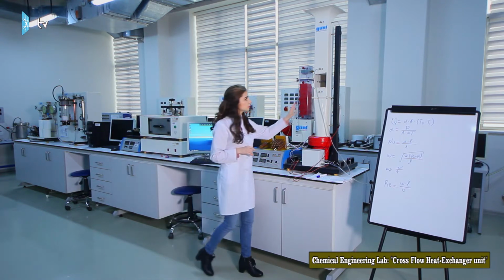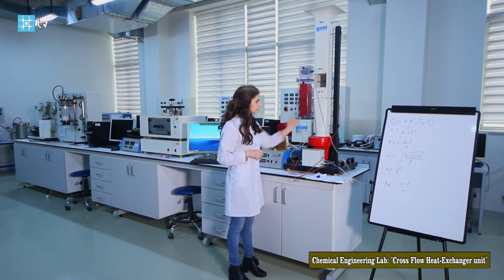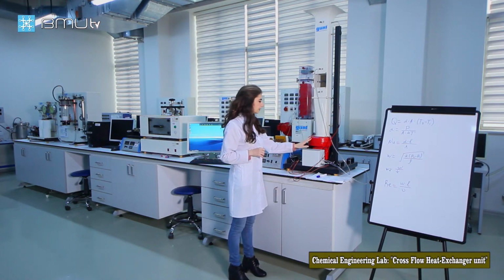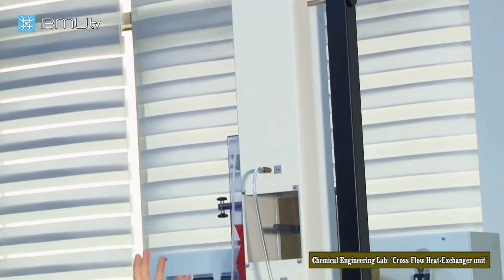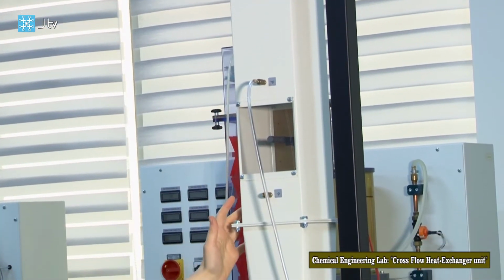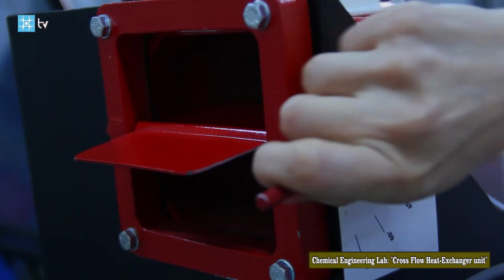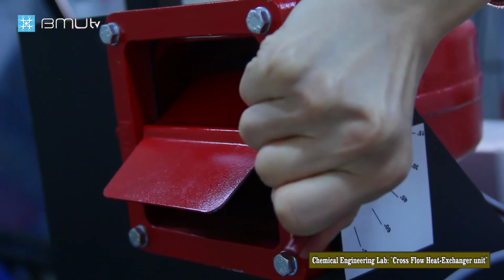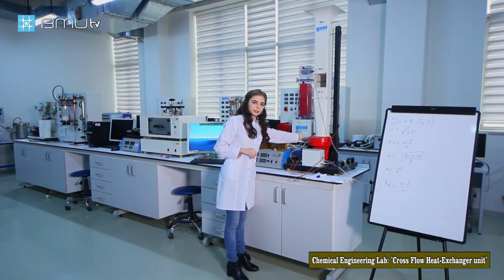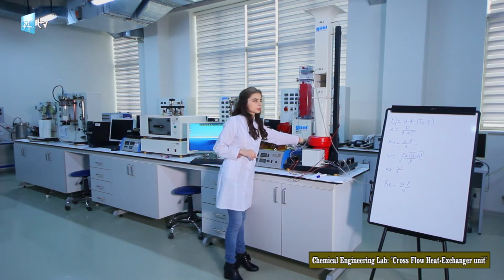So let's look at this duct part. As you see, this is the air duct, and this is the fan. The air is drawn through the duct by a fan. At the same time, here we have a hand lever, and with the help of the hand lever, we can regulate the mass flow rate. So let's put this on this position.